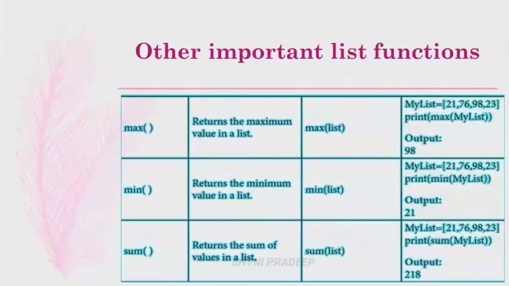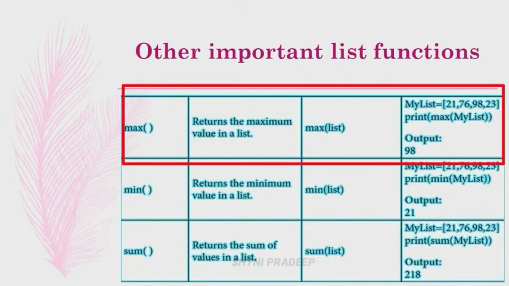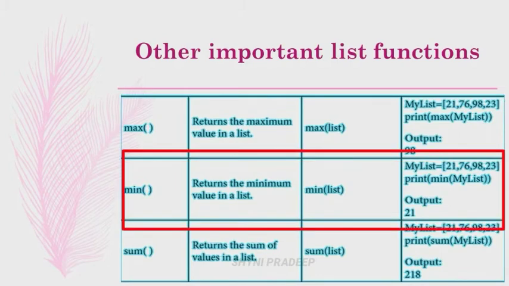Next, let us see the max function. Maximum means it returns the maximum value in a list. Its syntax is max(list). One list is given: 21, 76, 98, 23. Here you have to find the maximum value. Which one is the maximum value? 98. So 98 will be printed on the output screen. Next, the min function. It returns the minimum value in a list. Its syntax is min(list). One list is given: 21, 76, 98, 23. Here you have to find the minimum value. The minimum value is what? 21. So 21 will be printed on the output screen.